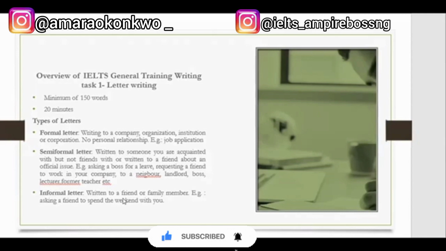You understand? You should be intentional about this when you're writing. You should intentionally use contractions. This is to clearly show the examiner that, see, I know that this is an informal letter. You understand? So these are some of the things you should know about letters. Then let's move on.